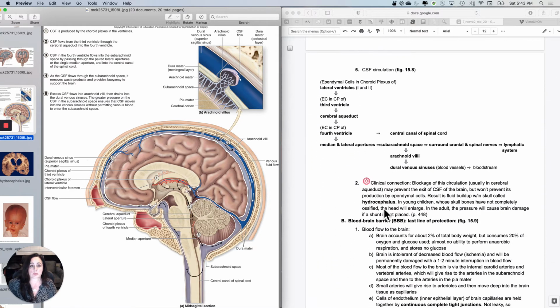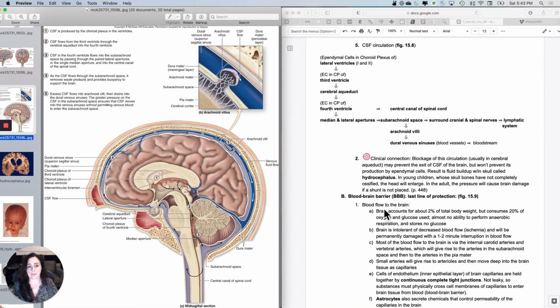So I want to go through cerebrospinal fluid circulation one more time. And I think I'll have an animation I can link for you. I just can't remember where it is.